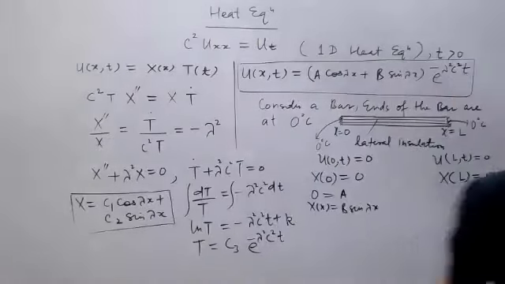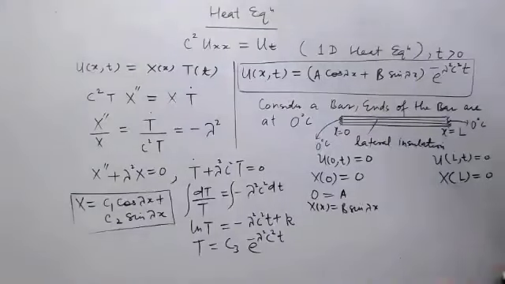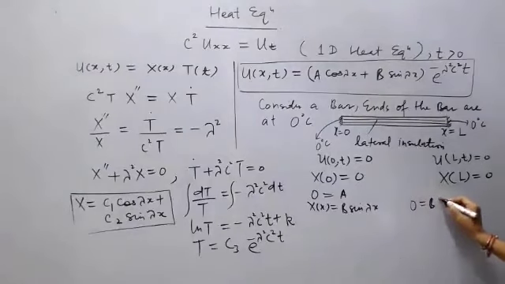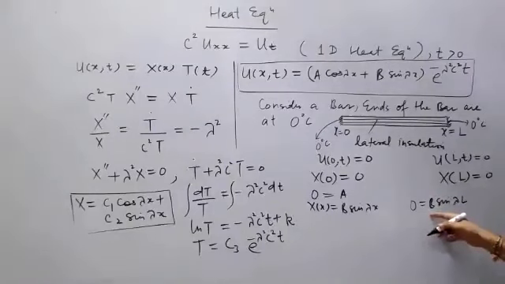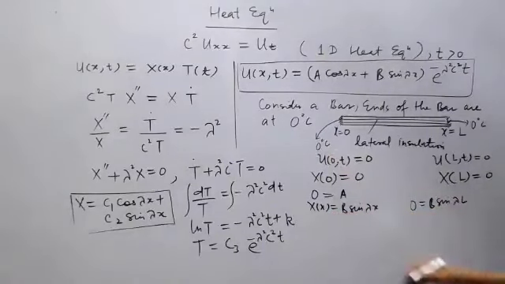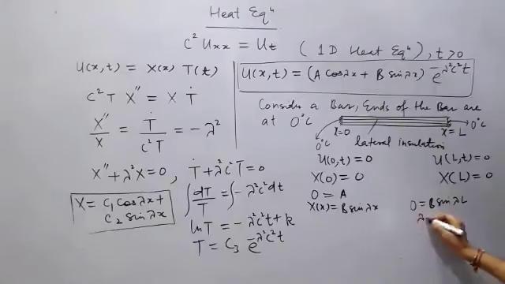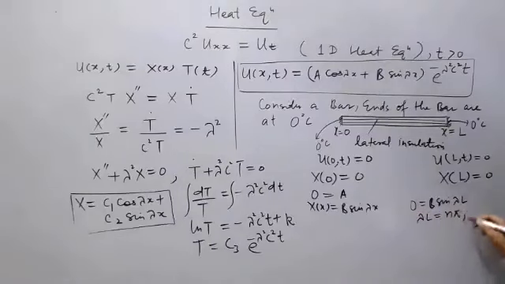Okay, so now let us see this side. X(L) is equal to 0. So let me put here, 0 is equal to B sin(λL). So now B cannot be 0, because if B is 0, X is 0, then everything is 0. So we will take λL is equal to nπ. So λ is equal to nπ by L. Correct? So now apply it here.